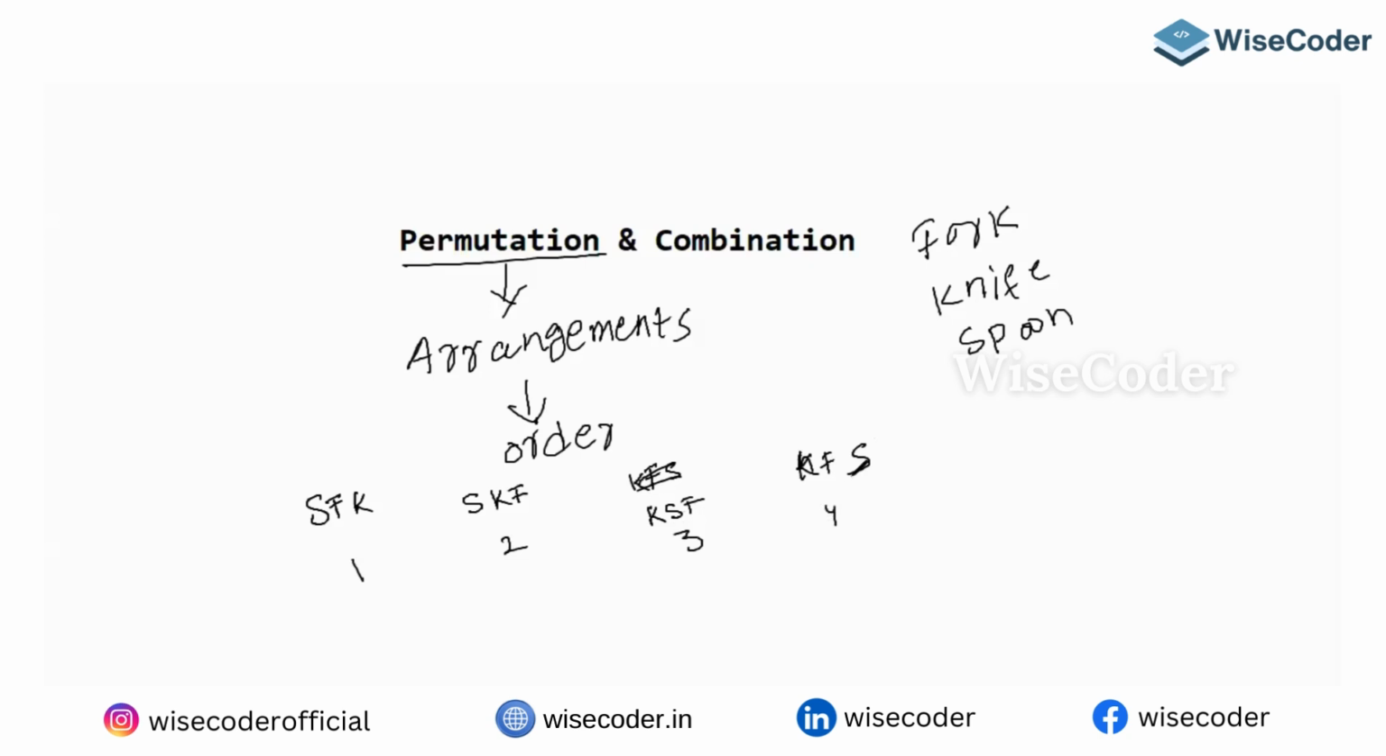If you look at each of these, they are different because of the order of placing the three different objects. When we say order, we refer to the relative placement of the objects among themselves. Ways 1, 2, and 3 are different because each has a different object in the middle. Here fork is there, here knife is there, here the spoon is there.